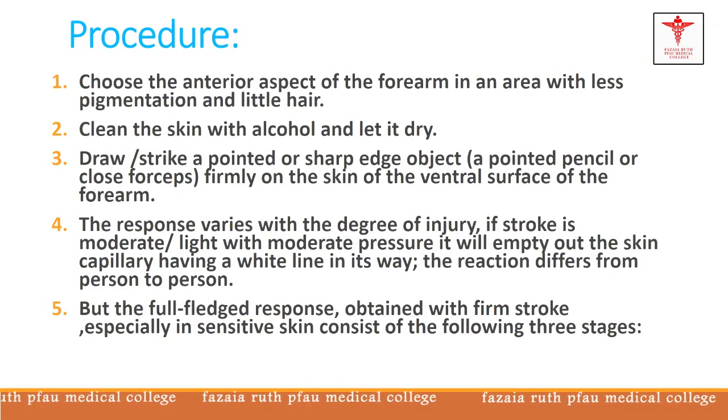Now come to the procedure. Choose the anterior aspect of the forearm in an area with less pigmentation and little hair. Clean the skin with alcohol swab and let it dry. Draw or strike a pointed or sharp-edged object, a pointed pencil or a closed forceps, firmly on the skin of the ventral surface of the forearm.